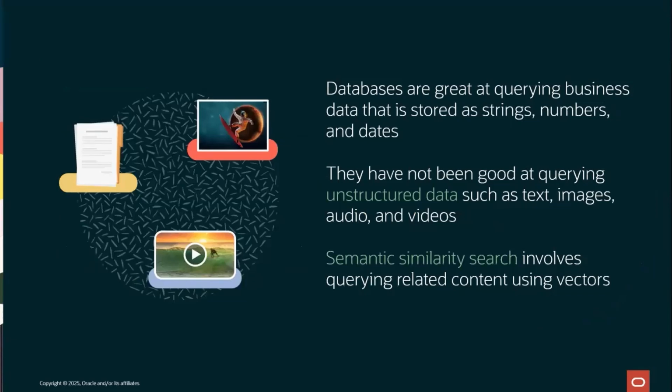But before we get too far into the RAG details, let's briefly talk about vectors and semantic similarity search, since that underpins what we're able to accomplish here. We know that databases are great at querying business data that's stored in neat values like strings, numbers, and dates. However, databases typically haven't been as good at querying unstructured data like text, images, and video, especially where exact or fuzzy matches are insufficient. Now, semantic similarity search, introduced in 23ai's AI vector search, makes it easy to query that type of content using semantics, or meaning, captured using vectors, as opposed to exact or fuzzy match.